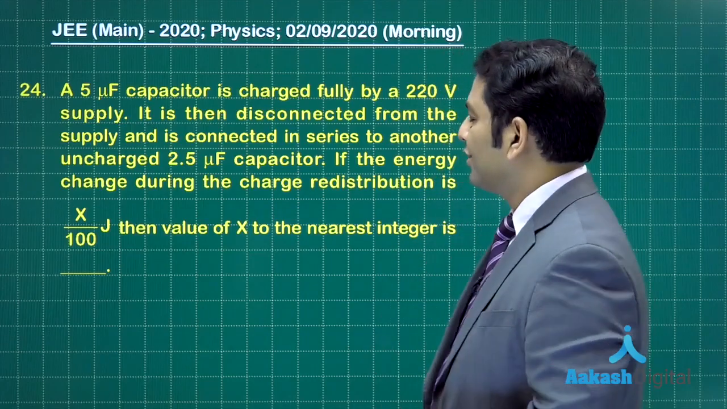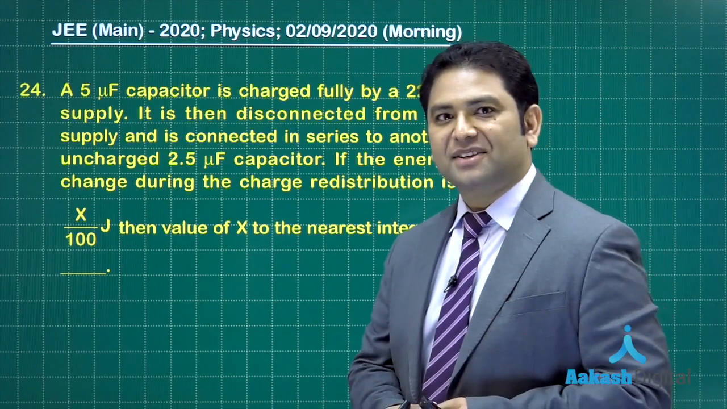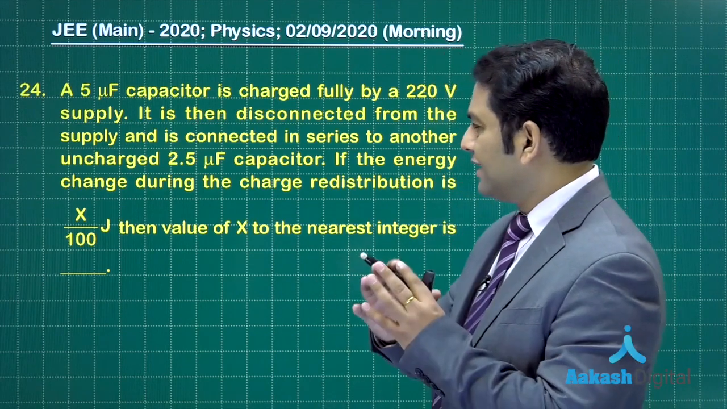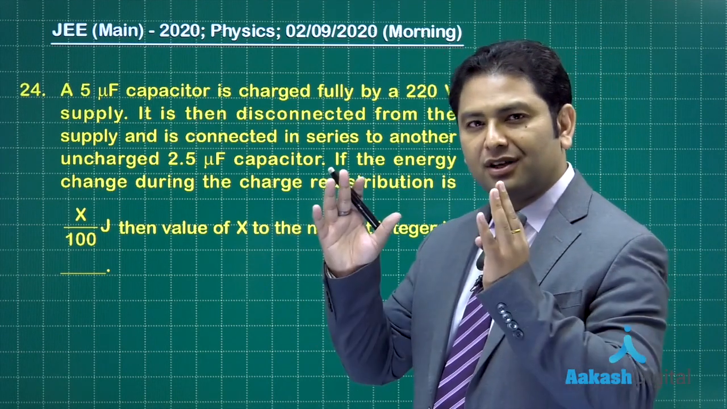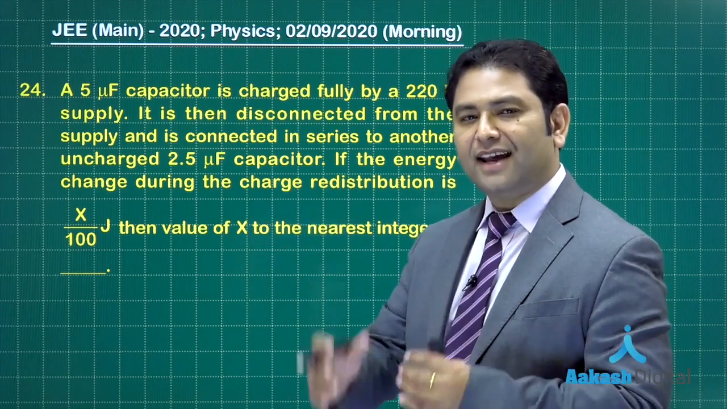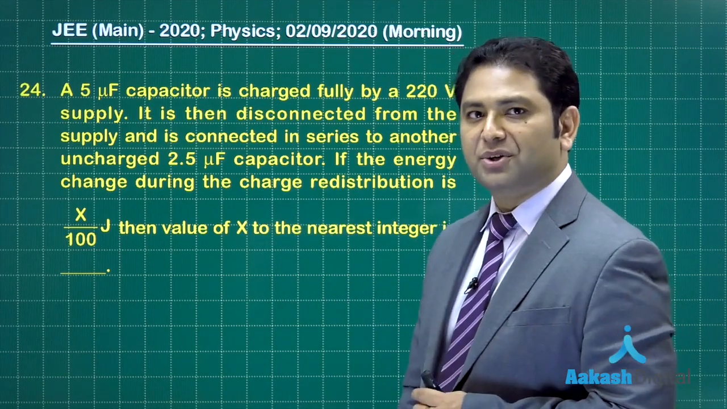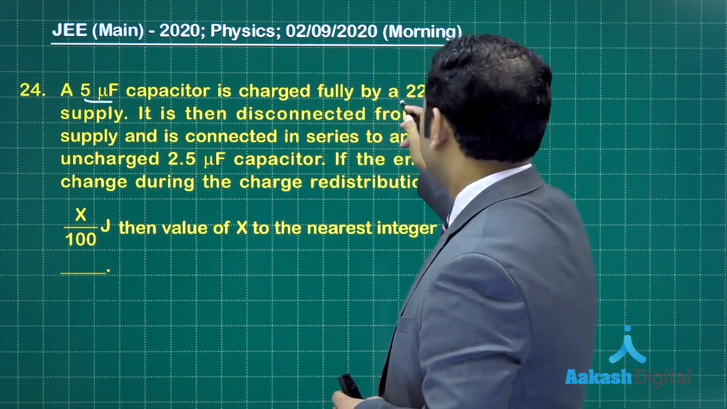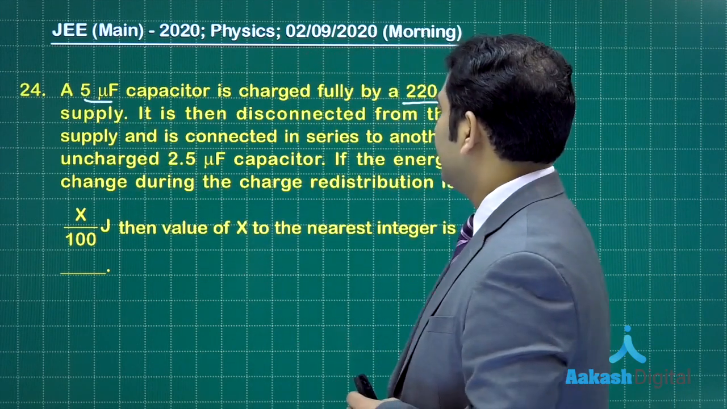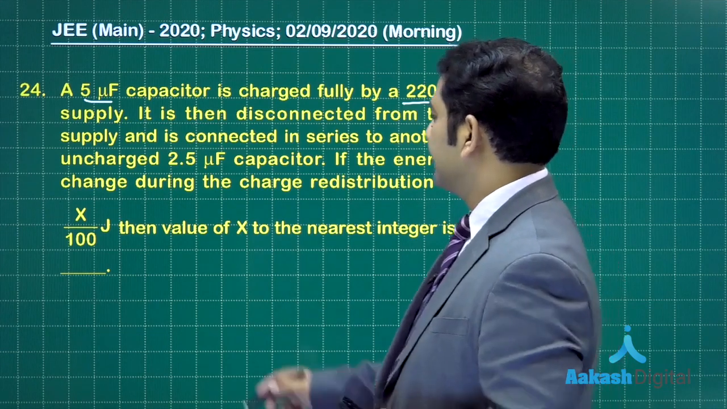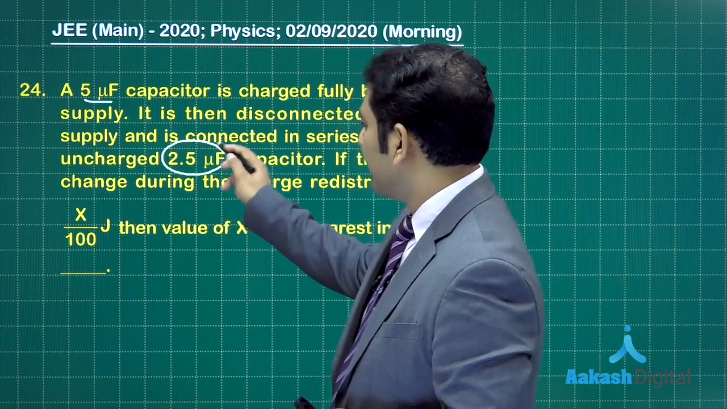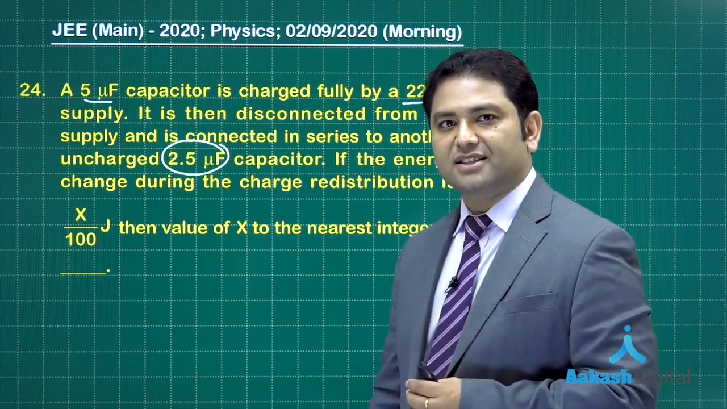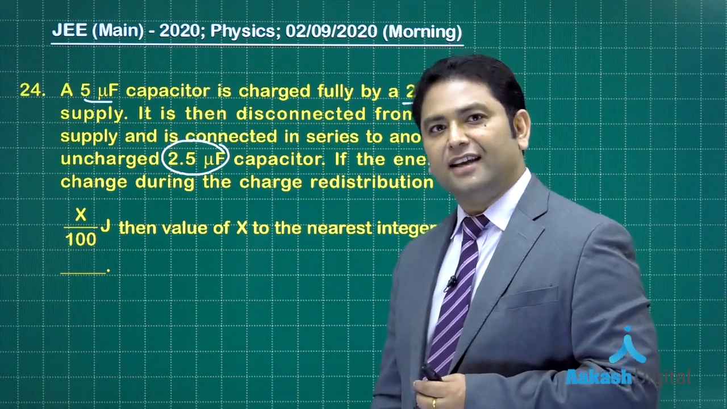Question number 24 is electrostatics. It's a second occurrence. Now it's a straightforward question of common potential sharing and the heat energy which is produced. C1 is 5 microfarad, the potential is 220, and it is connected to another 2.5 microfarad. And we need to calculate the energy change, or what we call the heat.